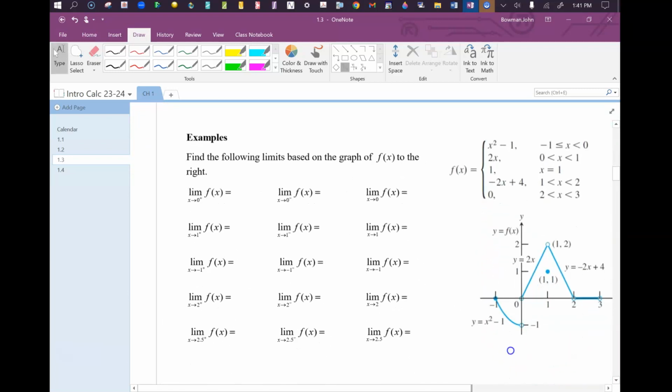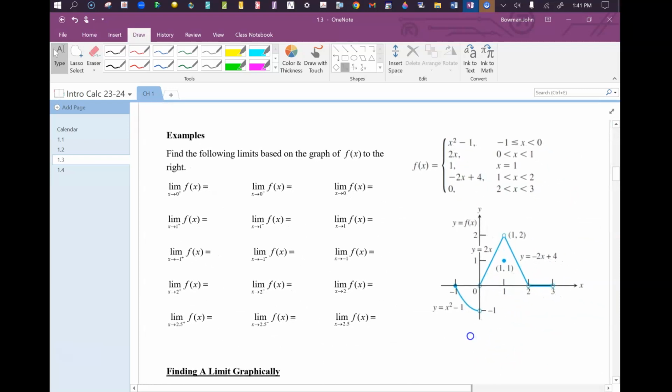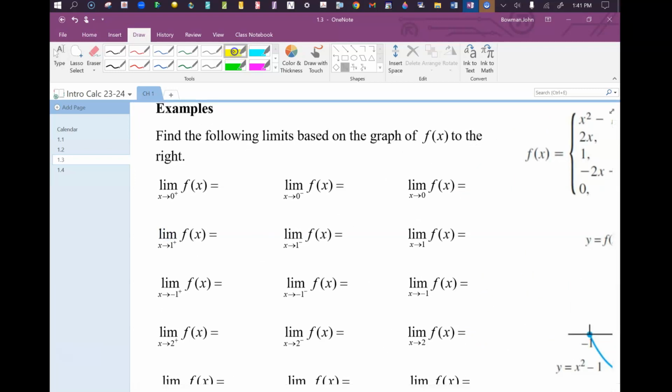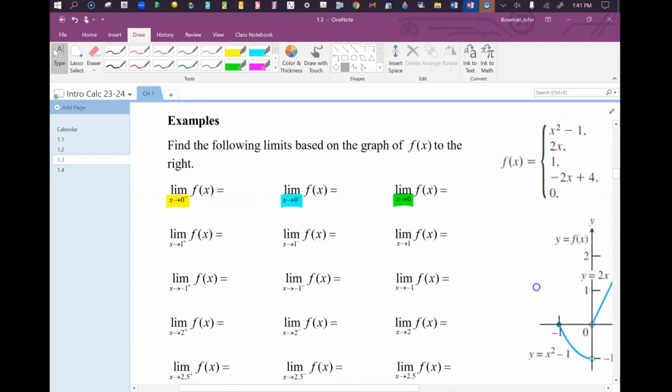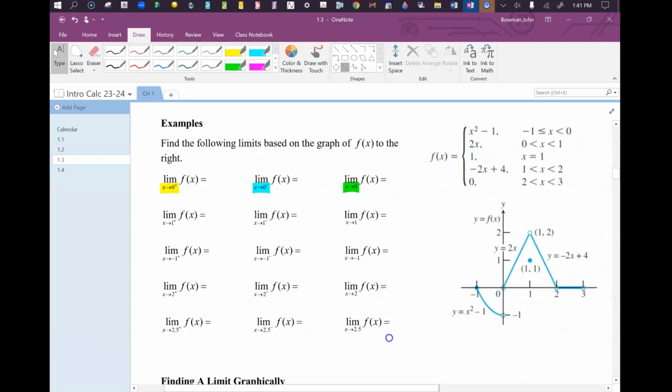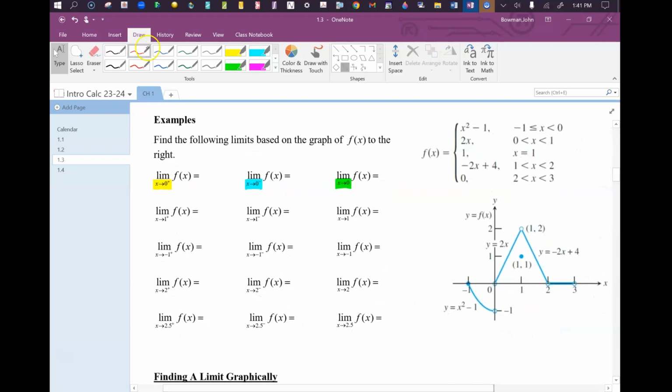So we are going to do a little practice at this point. And we're going to take a look at various limits of f of x. The first one as x approaches 0 from the positive direction. The second one as x approaches 0 from the negative direction. And the third one as x approaches 0. So the first one is the right-hand limit. The second one is a left-hand limit. And the third one is just called the limit. So let's take a look and see what we get.